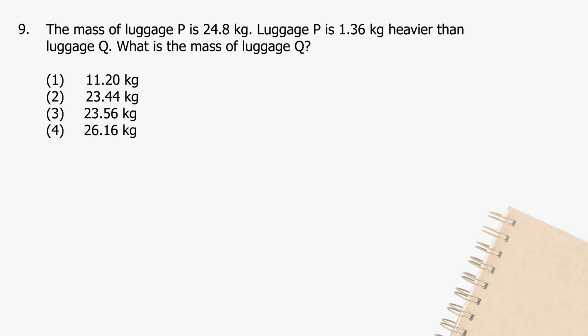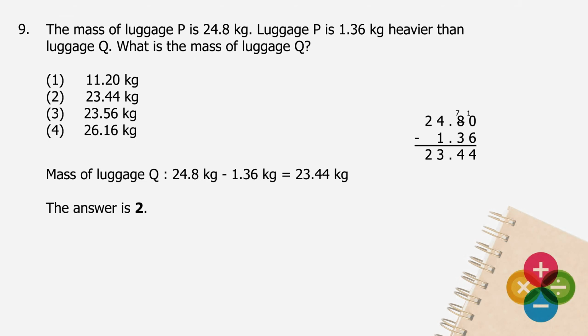Question 9. The mass of luggage P is 24.8 kg. Luggage P is 1.36 kg heavier than luggage Q. What is the mass of luggage Q? The mass of luggage Q will be, subtract 1.36 kg from 24.8 kg, and the difference is 23.44 kg. The answer is 2.